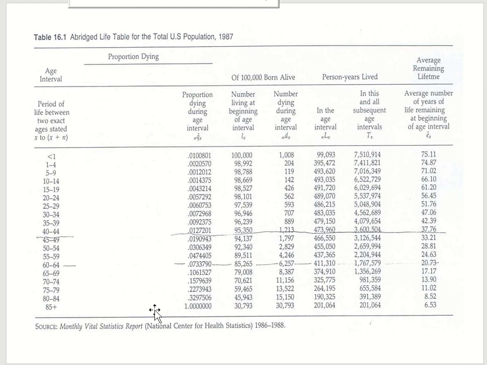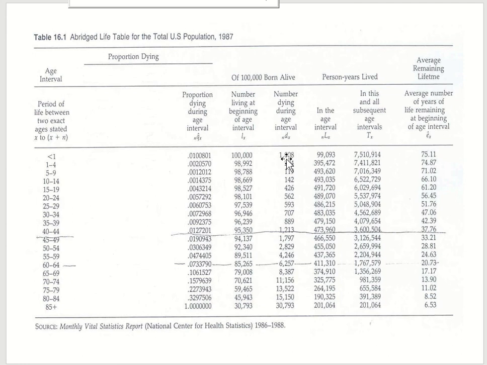Once you have that, you're done. That's all you need. Next, you're going to imagine that there are 100,000 babies born. So it could be 100,000, it could be 10,000, it could be 1 million. It doesn't matter. You pick the number that you want. In this example, we have 100,000.